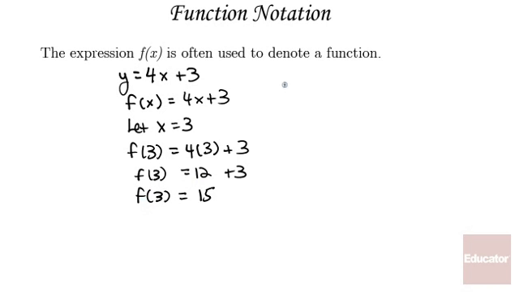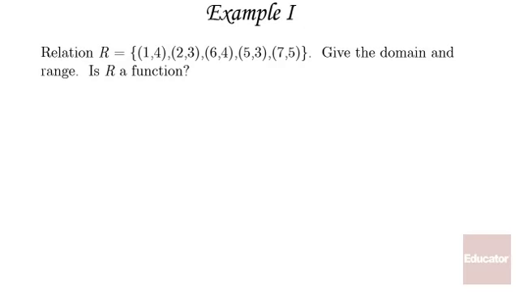Here, x is an element of the domain of the independent variable. f of x is an element of the range. So again, we're going to be using this function notation frequently throughout the remainder of the course. Looking at the first example, the relation R is given by this set of coordinate pairs. Give the domain and range and determine if R is a function.